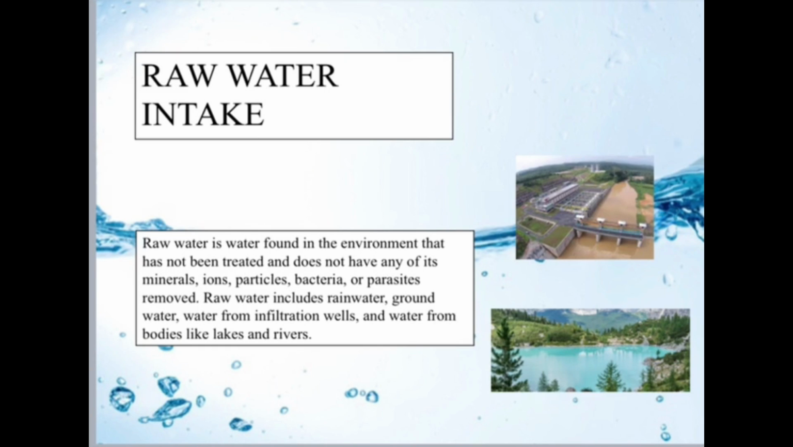For your information, raw water is water found in the environment that has not been treated and does not have any of its minerals, ions, particles, bacteria, or parasites removed. Raw water includes rainwater, groundwater, water from infiltration wells, and water from bodies such as rivers and lakes. In addition, at this stage, big particles that come together with the raw water from the river are removed.